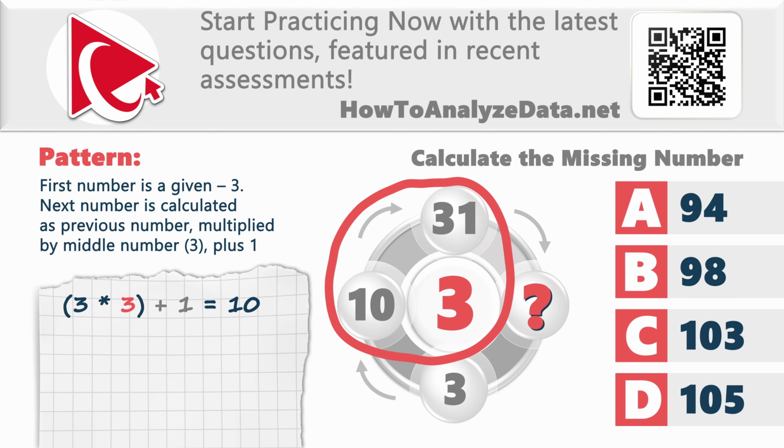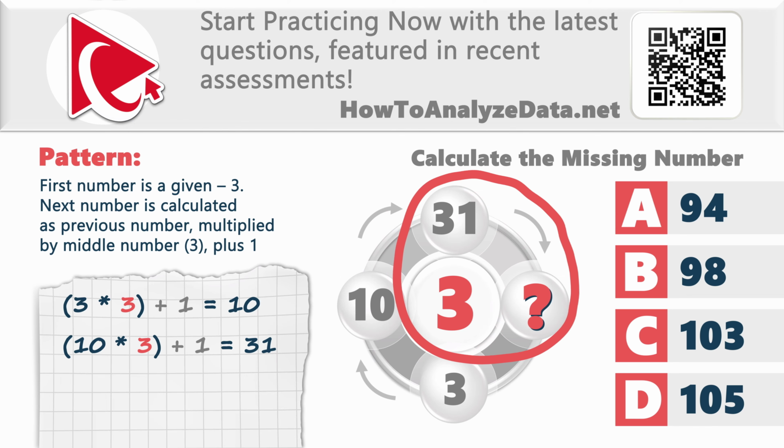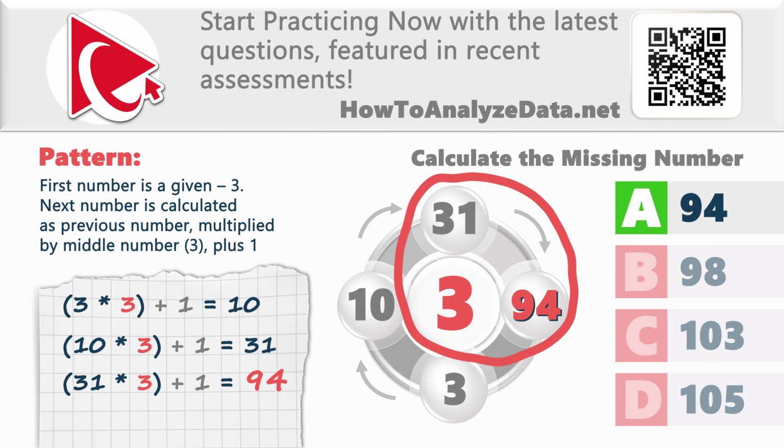Let's continue the calculations for the next number. 10 multiplied by 3 plus 1 equals 31. And then to calculate the missing number, you need to multiply 31 by 3 plus 1 equals 94. So the correct answer here is choice A, 94.